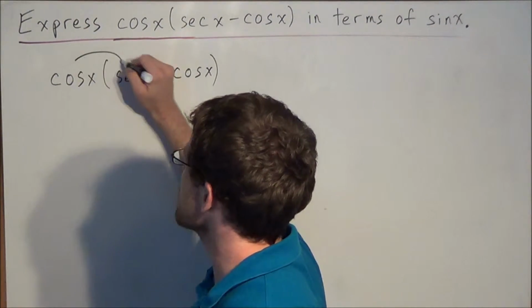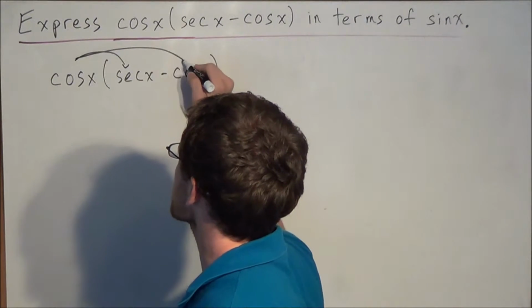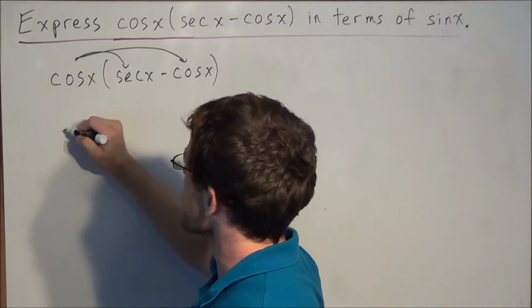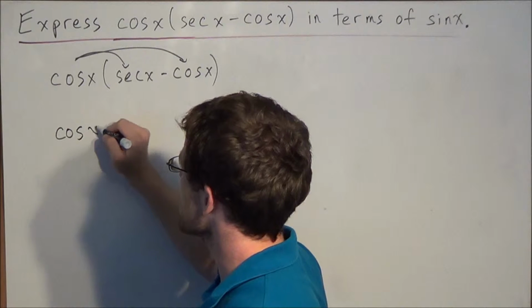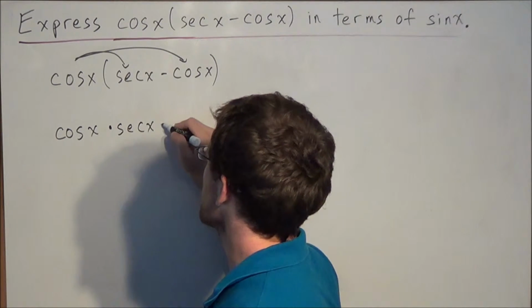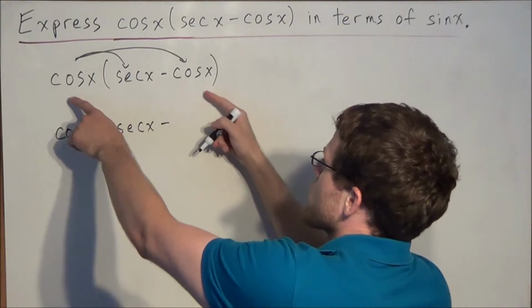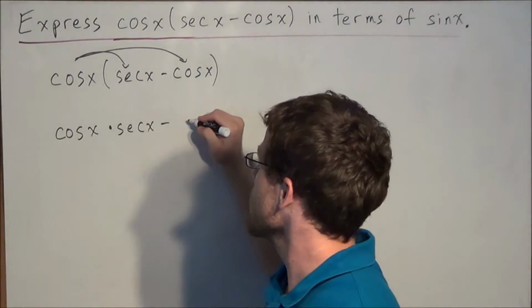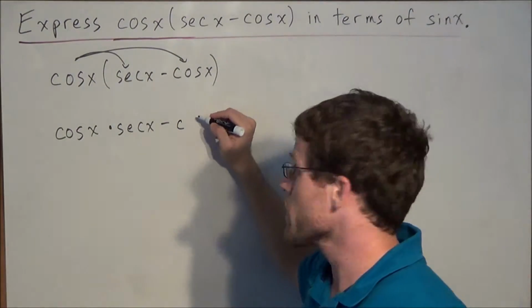So the first thing we could do is distribute the cosine x. For the next line we have cosine x times secant x minus, and now we have cosine x times cosine x, which is cosine squared x.